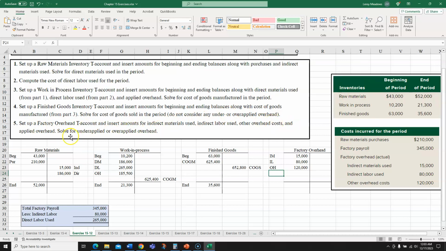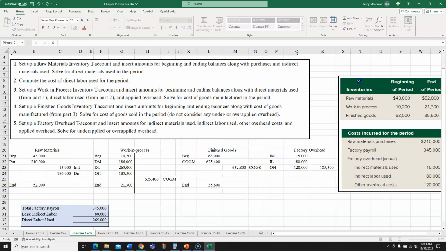With the overhead and applied overhead, solve for under and over applied. So how much overhead did we apply? Well, we applied $185,500. This is what we went through here. Let me just move this over here a little bit.